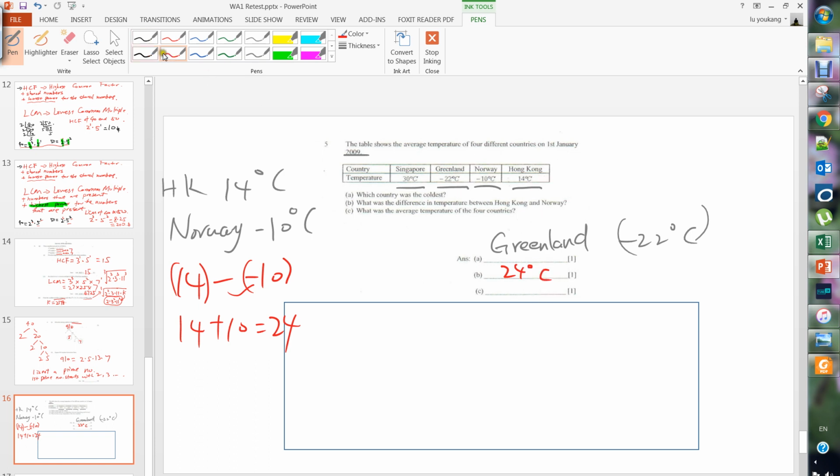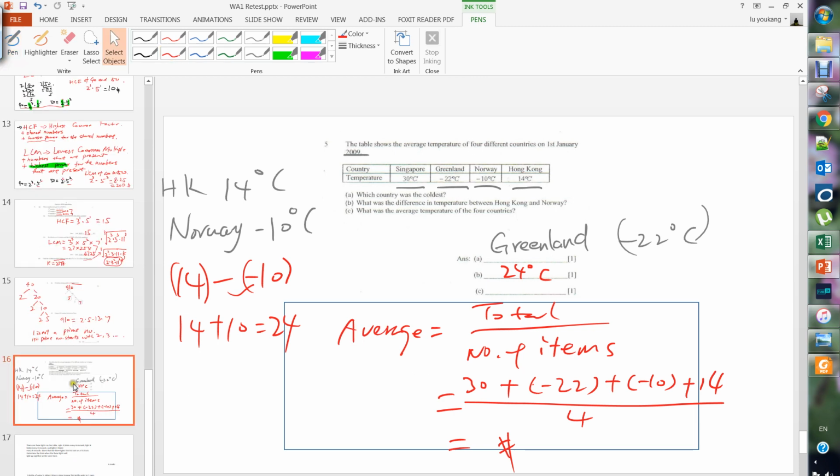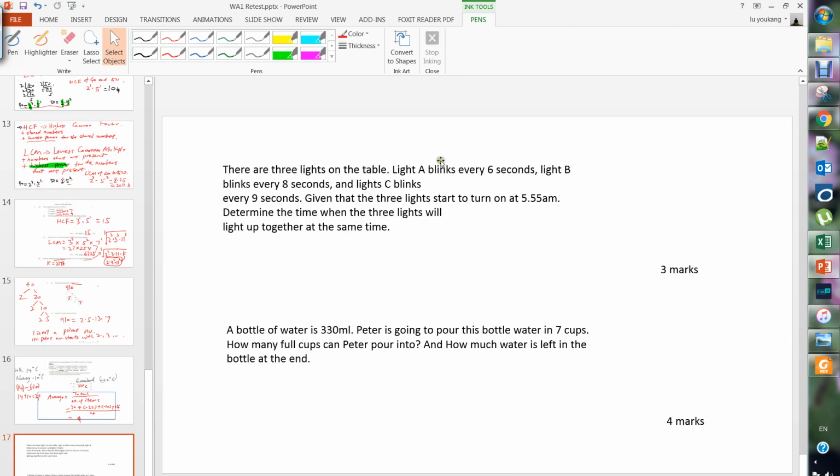Okay, next, what was the average temperature of the 4 countries? So the formula for average is what? The formula for average is total divided by number of items. So what you do, you just need to add all this up. So it's 30 plus minus 22 minus plus minus 10 plus 14, and then how many countries are there? 4 of them, right? Okay, so I will leave this to you. Just use your calculator, punch your calculator, and you should get the average temperature. Okay, very, very simple.